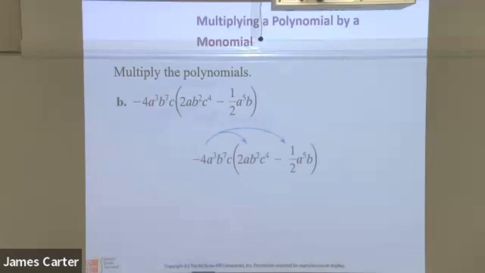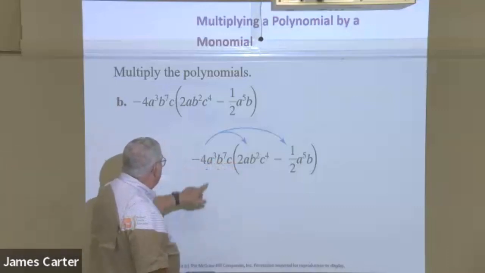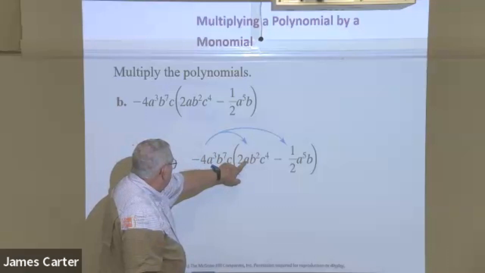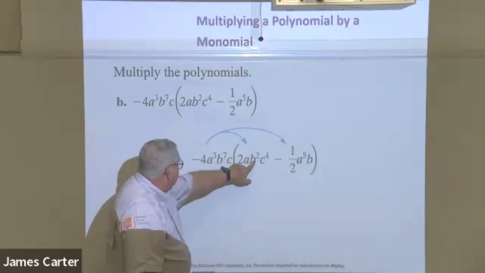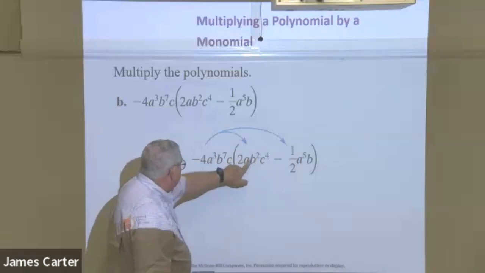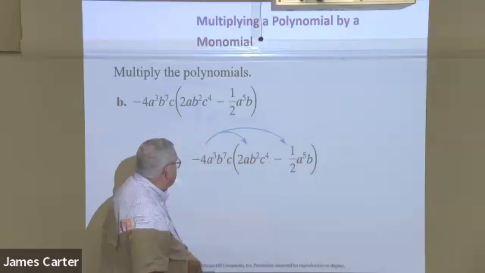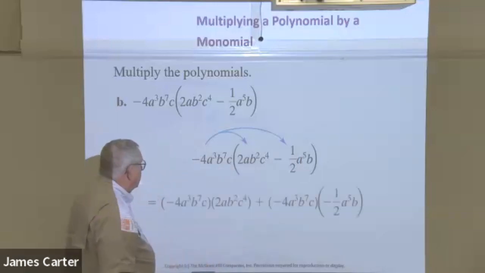Okay, we're going to distribute. -4 times 2 is -8. A to the third times a to the first is a to the fourth. B to the seventh times b to the second is b to the ninth. C to the first times c to the fourth is c to the fifth. And likewise over on the other side.